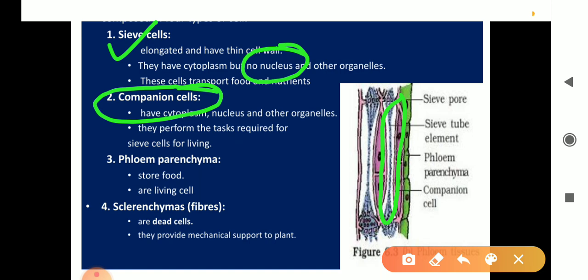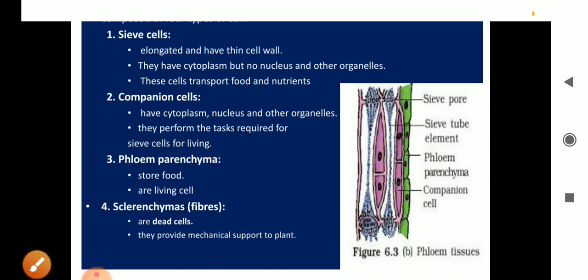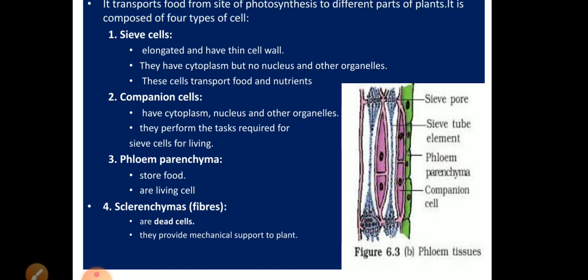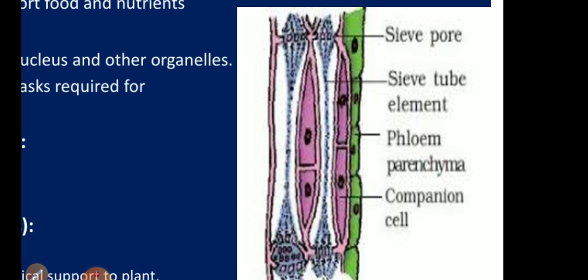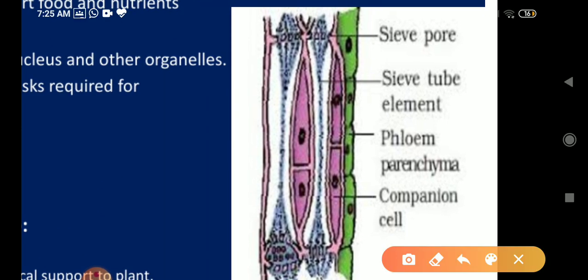Is it okay? Now, next is sieve cell transport food and nutrients. Now see, I have to enlarge the diagram. In the sieve cell, these are the ants of the one sieve cell. They join together to form the sieve tube element. Now, these ants, now again I can draw this diagram.